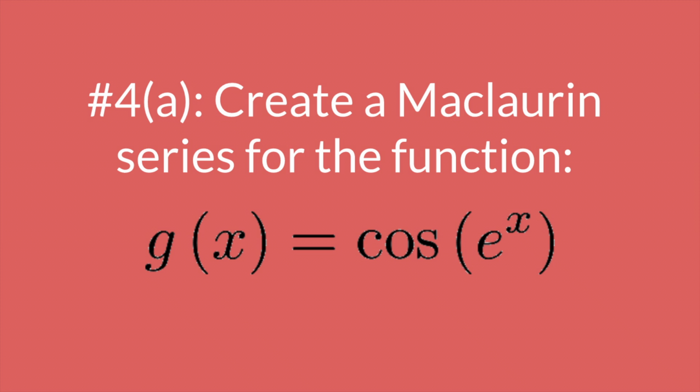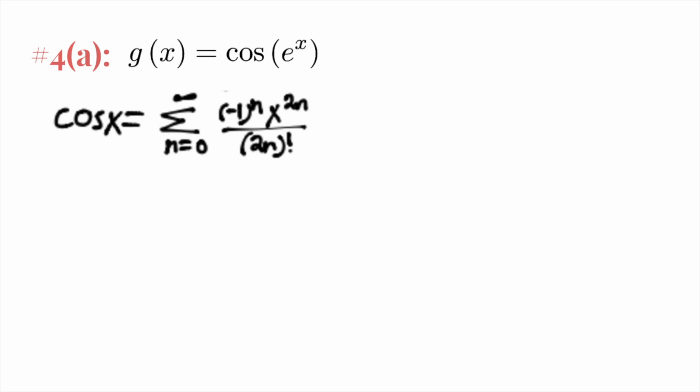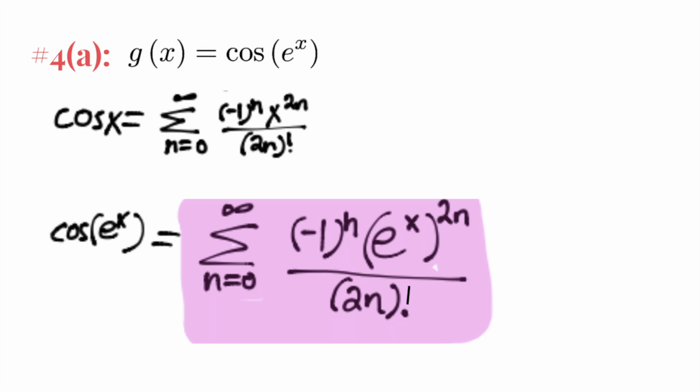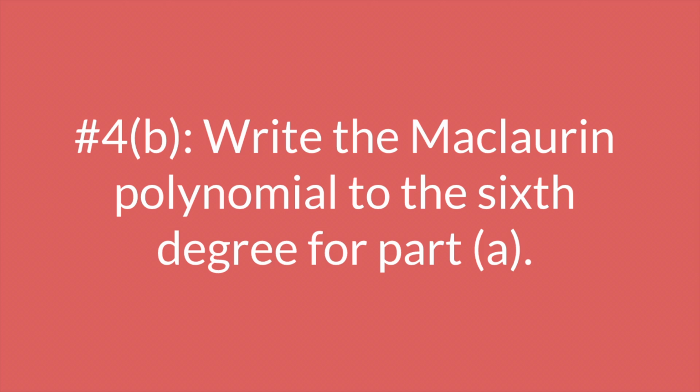Okay, so for this problem, they ask you to find a Maclaurin series for g of x is equal to cosine of e to the x. And you know the series for cosine x, which is the summation from 0 to infinity of x to the 2n times -1 to the n, all divided by 2n factorial. So you just plug in e to the x as your x value, and then you're left with the summation from 0 to infinity of -1 to the n times e to the x all to the 2n, divided by 2n factorial.